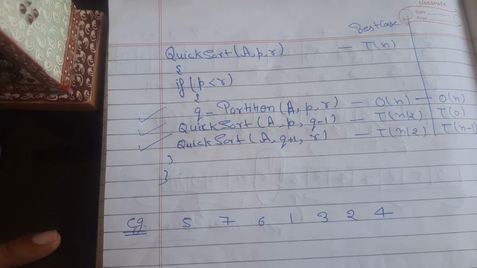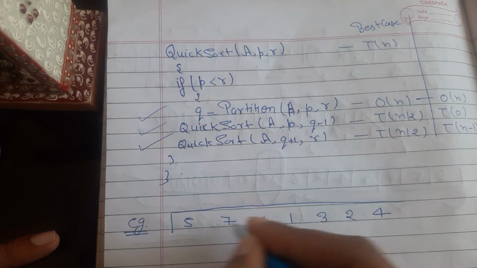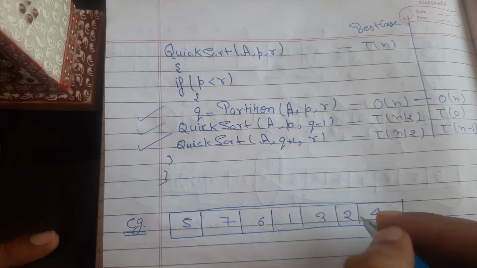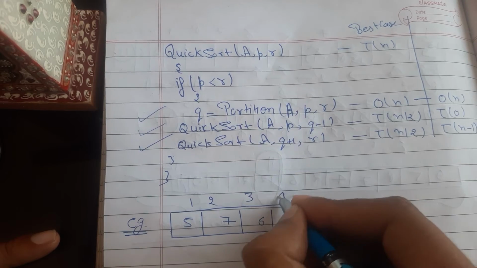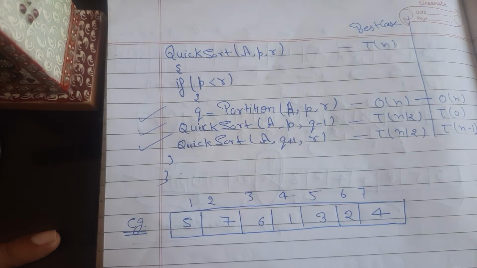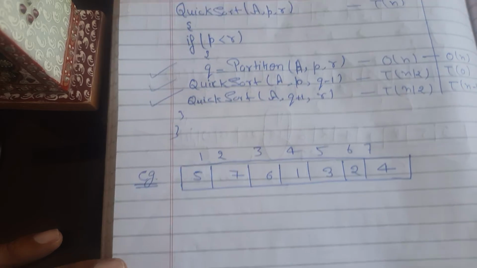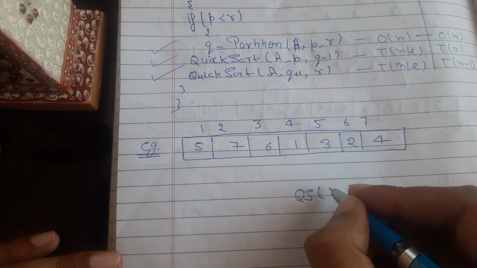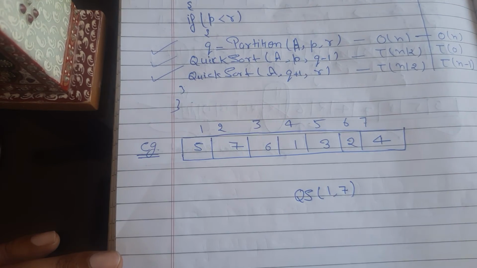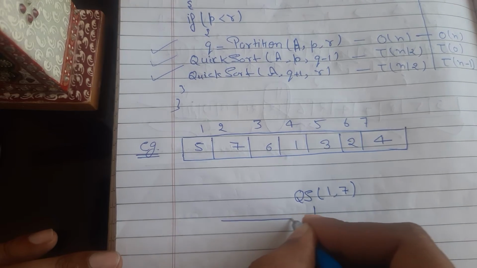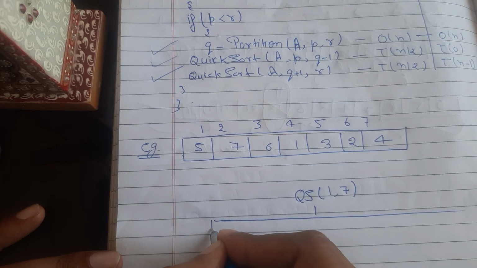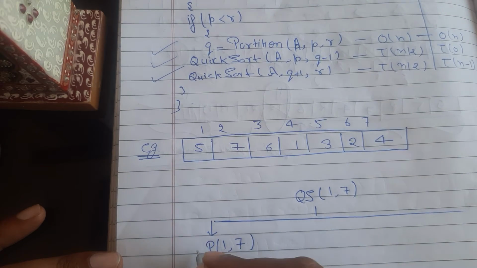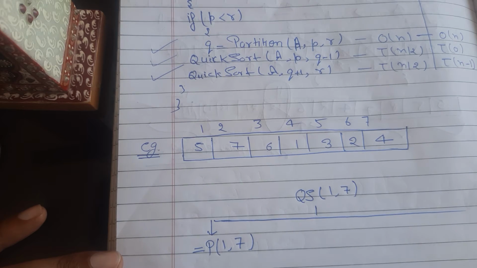Okay, let's say this is the index of the elements: 1, 2, 3, 4, 5, 6, 7. Okay, there are 7 elements. So we take quicksort of 1 comma 7. Firstly we apply the partition algorithm of 1 comma 7. It will return the first element's correct position.